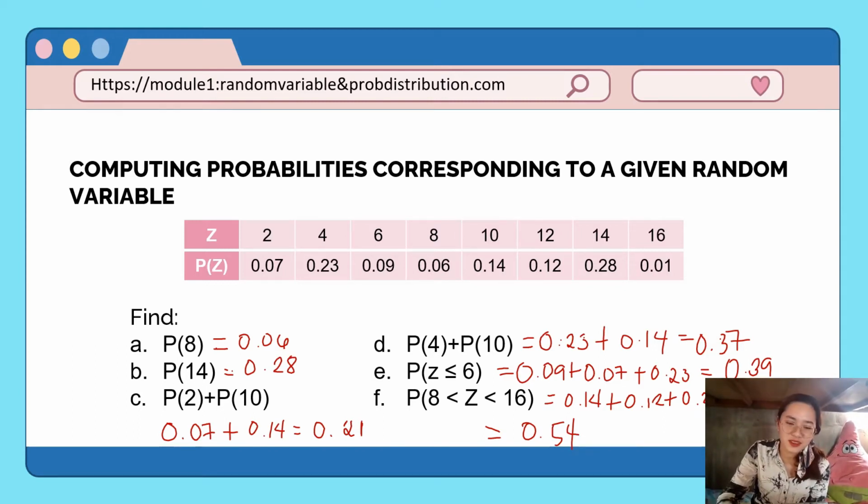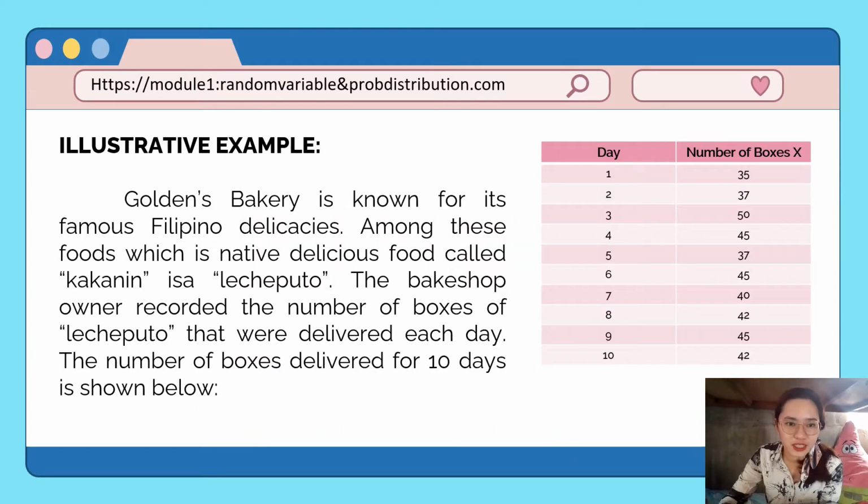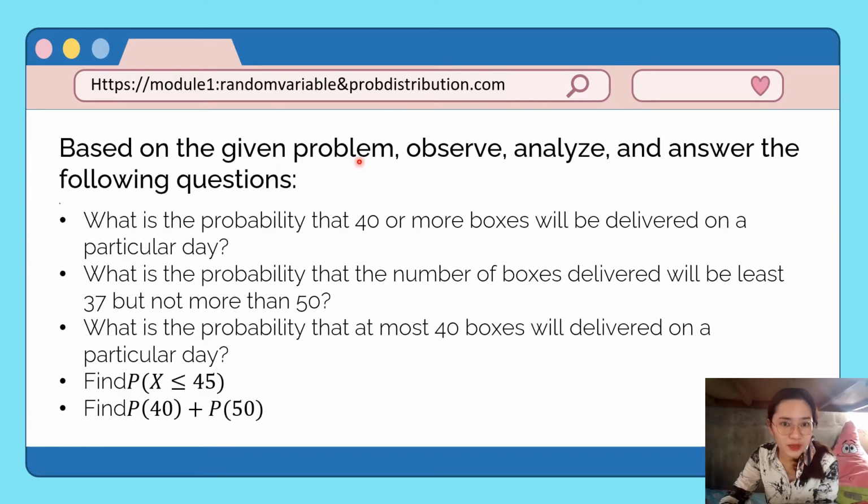So, kaya-kaya naman. So, let's start with our first. Let's read our first example. Golden's Bakery is known for its famous Filipino delicacies. Among these foods, which is native delicious food called kakanin, is a leche fruto. The bake shop owner recorded the number of boxes of leche fruto that were delivered each day. The number of boxes delivered for 10 days is shown below. So, ito yung data niya. So, in 10 days, ito yung kanyang mga na-deliver.